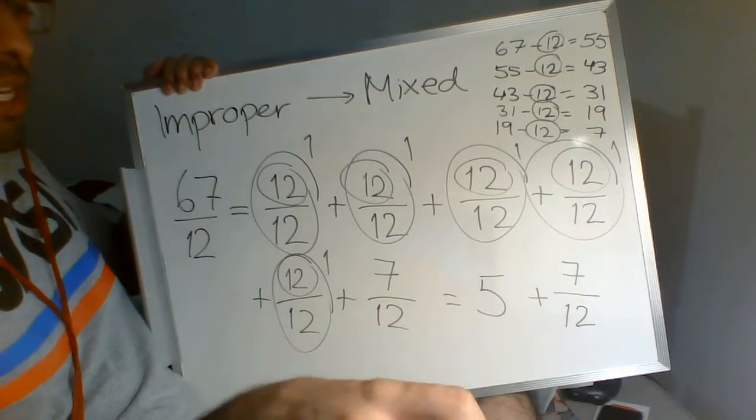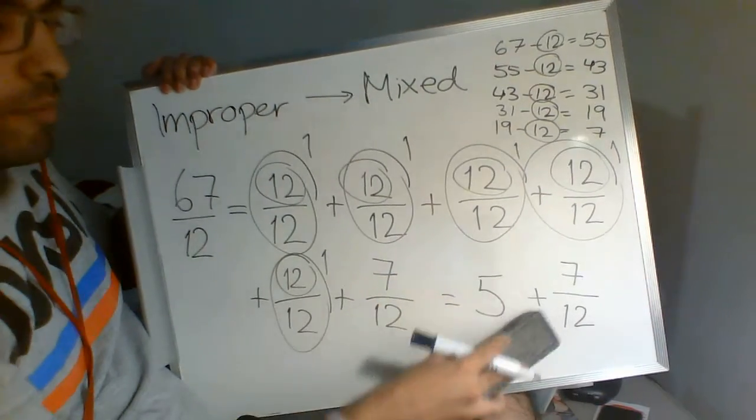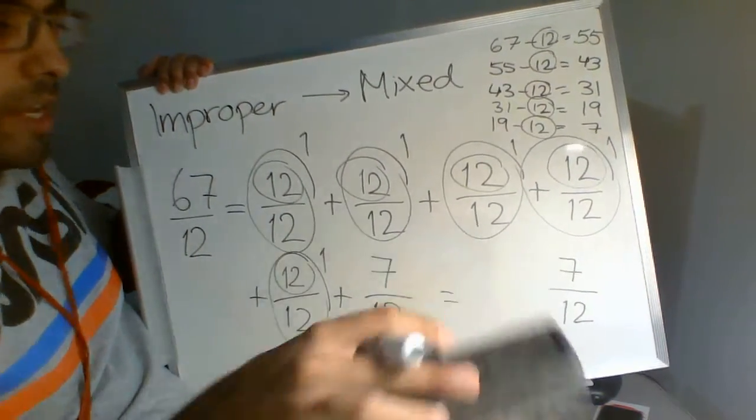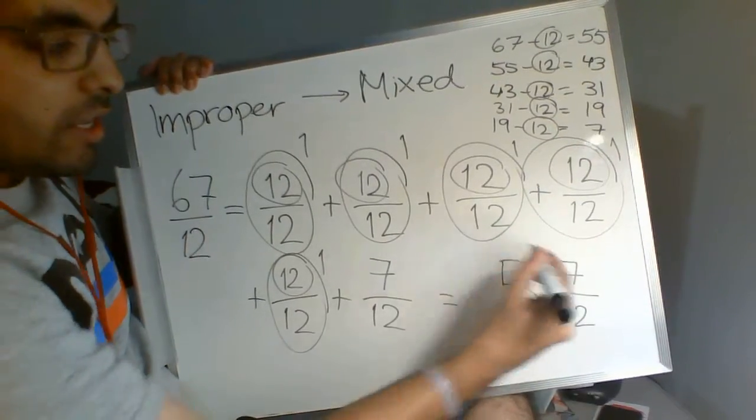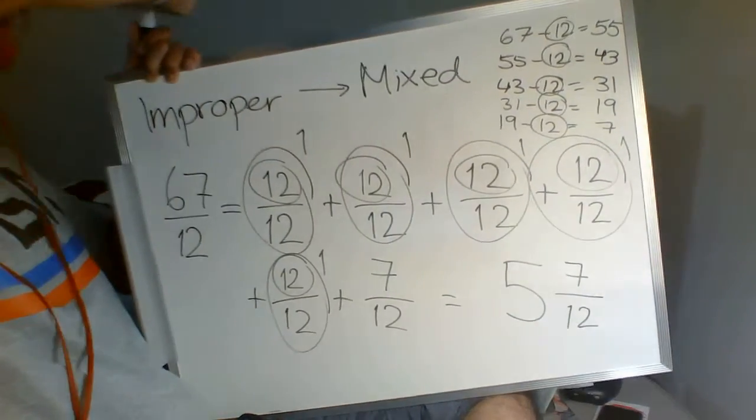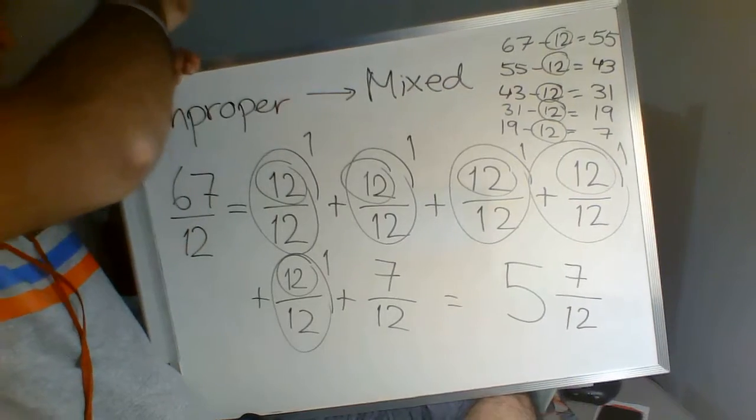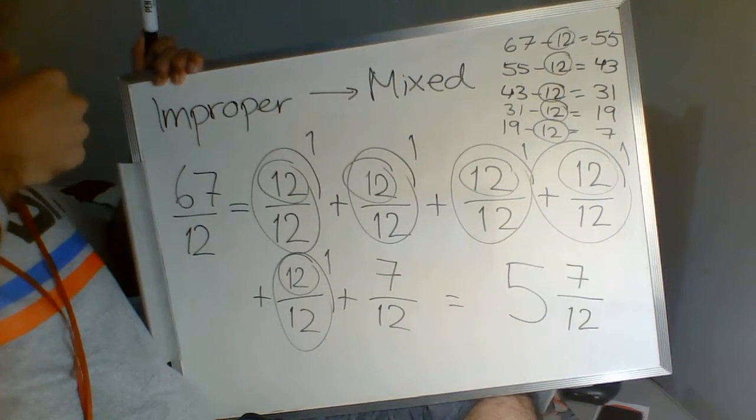And if we want to write that as a mixed number, we just get rid of that plus sign, and we make it 5 and 7 twelfths, like that. Alright, so that's one way that you can sort of go about it.